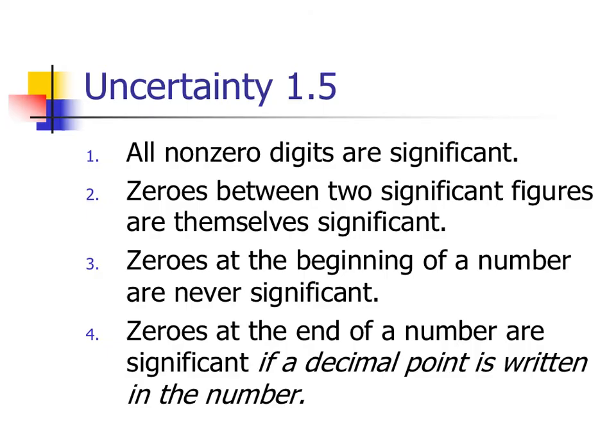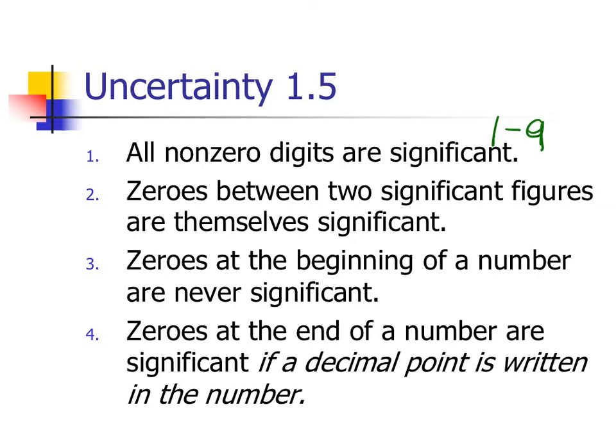Here are the rules for significant digits. All non-zero digits are significant, meaning values of 1 through 9 are significant. All non-zero digits are significant. Numbers 1 through 9. Why not 10? It has a 0 in it.